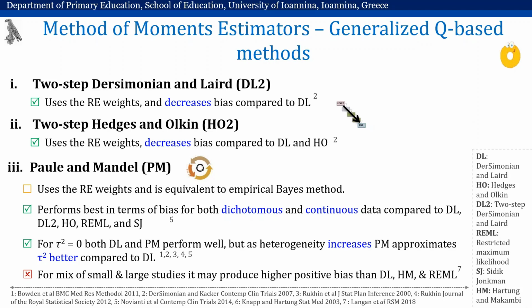Regarding the Paule and Mandel estimator, it is shown that it is equivalent to the empirical Bayes method, and it performs better than several alternatives in terms of bias. Also, it approximates heterogeneity better when compared to the DerSimonian and Laird. However, simulations have shown that when a mixture of small and large studies is included in the meta-analysis, it may produce higher positive bias compared to the DerSimonian and Laird, the Hartung and Makambi, and the restricted maximum likelihood methods.